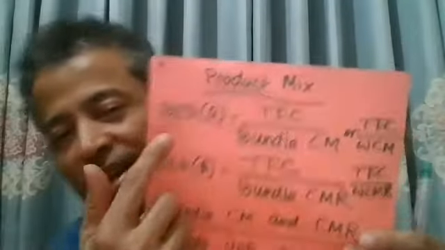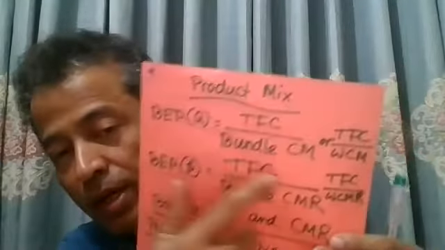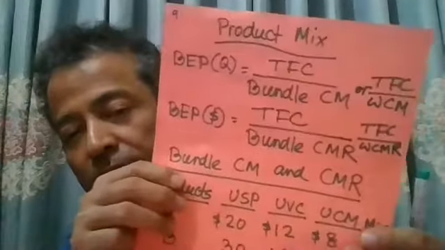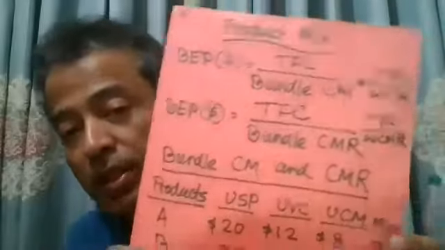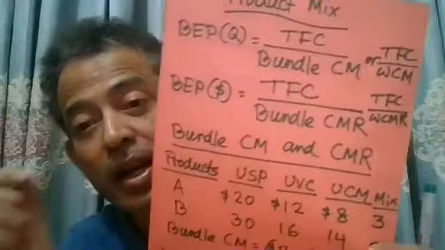So it's a bit cluttered now. Break-even point in units would be total fixed cost divided by bundle contribution margin. I'll show you how we calculate bundle or weighted contribution margin. And then the break-even point in dollars is going to be total fixed cost, same, divided by bundle contribution margin ratio. So the ratio here, bundle or weighted contribution margin ratio.